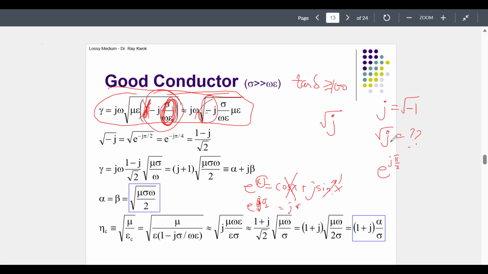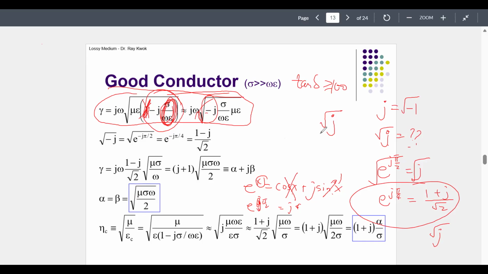Right? So if j is e to the j pi over 2, and I take a square root, what's the square root of this? Half the exponent. So this is e to the j pi over 4. That means the phase angle now, instead of 90, becomes 45. What is the 45-degree phase angle? 1 plus j divided by root 2. This is the square root of j. Now you know how to take a square root of an imaginary number. Are we okay? All right.